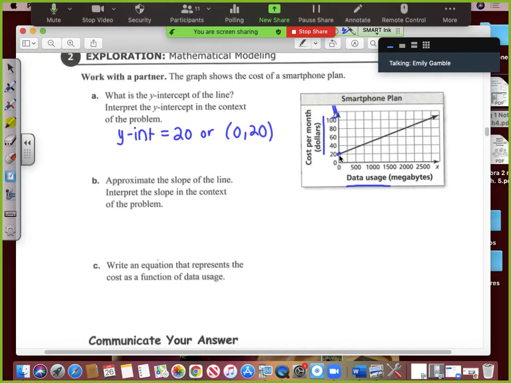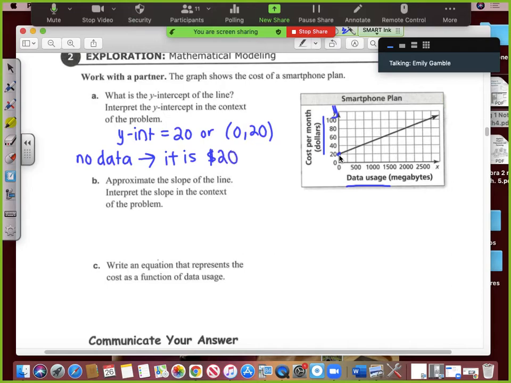Your y-intercept is the starting point for a line. This one is starting at 20, which means if you don't use any data, how much is it going to cost you? $20. That doesn't mean you're going to. This plan is always $20 a month. That's what we will be finding next because that's what the slope will tell us. This just means if you don't use any data, you will spend $20.